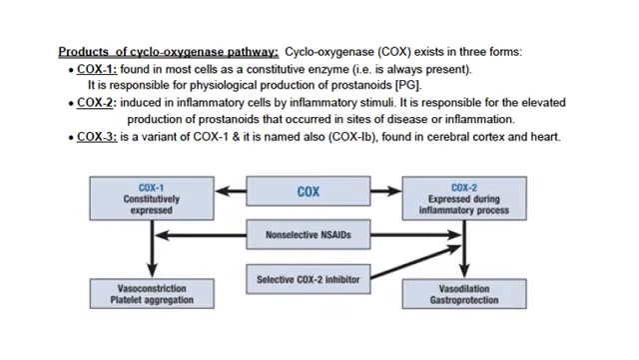Okay. This is a summary of the products of the cyclooxygenase pathway. I have cyclooxygenase, which can be cyclooxygenase 1 or cyclooxygenase 2. Cyclooxygenase 1 is constitutive, it is present in the platelets, and it also causes vasoconstriction. Cyclooxygenase 2 is expressed during inflammation and causes vasodilatation, but it also gives me gastric protection.